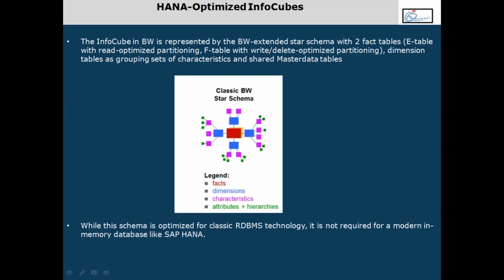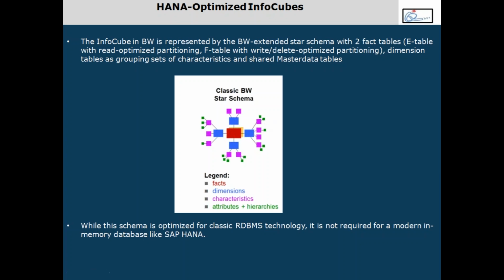Okay. Now let's move on to HANA optimized InfoCube. With BW on HANA, like we had InfoCube already, we have a concept called HANA optimized InfoCube. If you look at the general schema, you'll have the F table and E table, two fact tables connected to your dimension tables, and each dimension table getting connected to the SID tables and the corresponding master data, right?